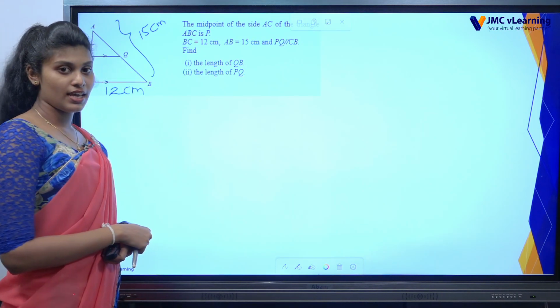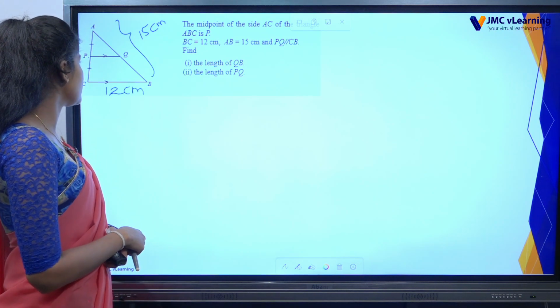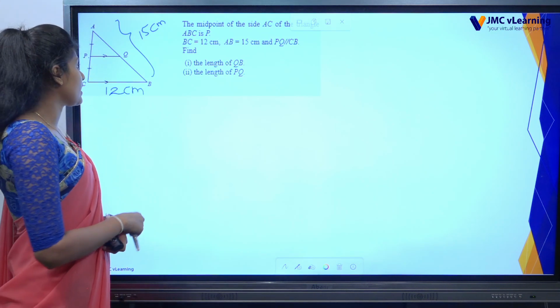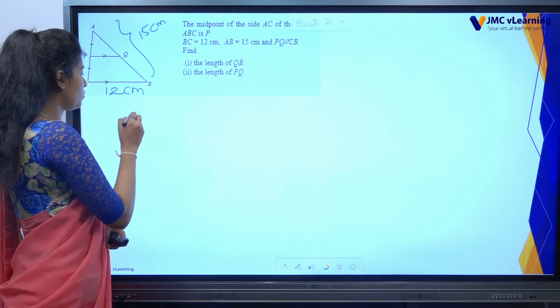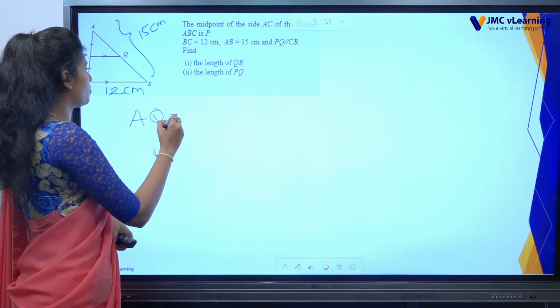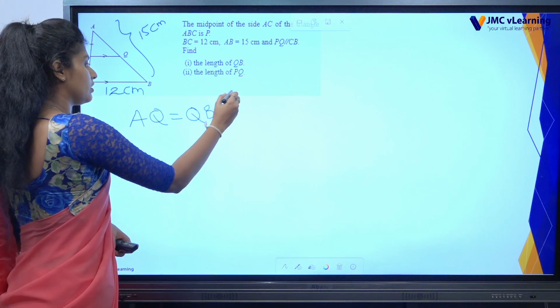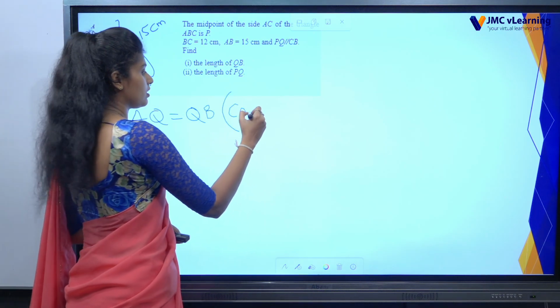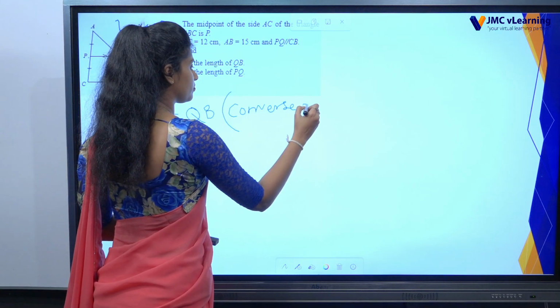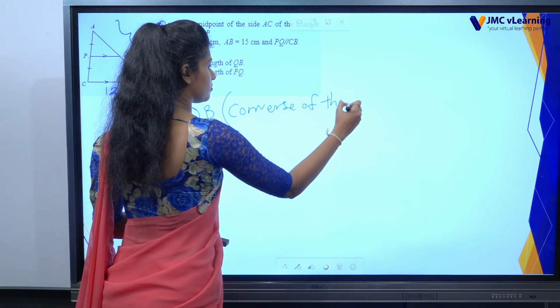Okay, now we can take that converse of the midpoint theorem. Using that one, we can say this AQ is equal to QB. Reason is converse of the midpoint theorem.